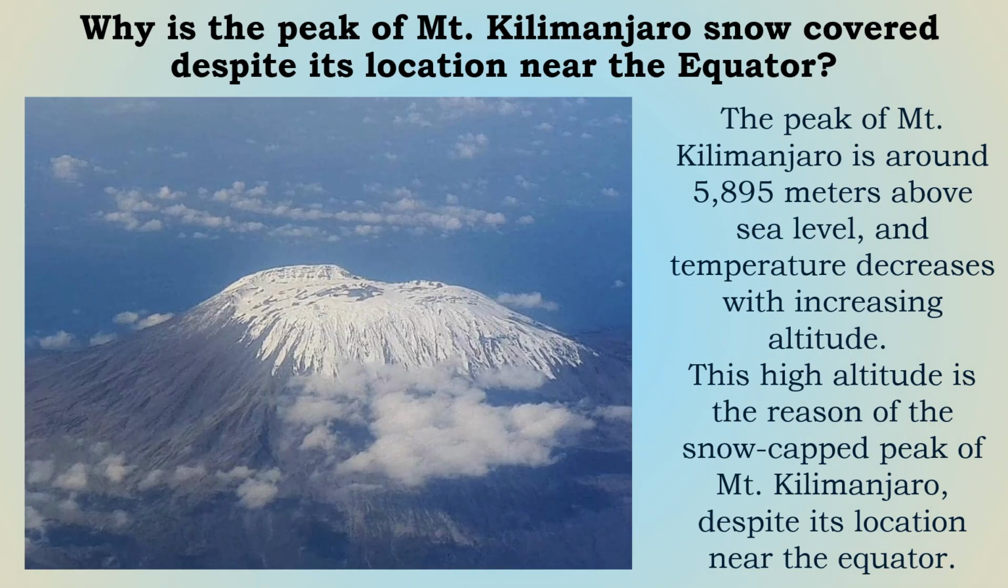Why is the peak of Mount Kilimanjaro snow covered despite its location near the equator? The peak of Mount Kilimanjaro is about 5,895 meters above sea level, and we know that temperature decreases with the increasing altitude. This high altitude is the reason for the snow-capped peak of Mount Kilimanjaro despite its location near the equator.